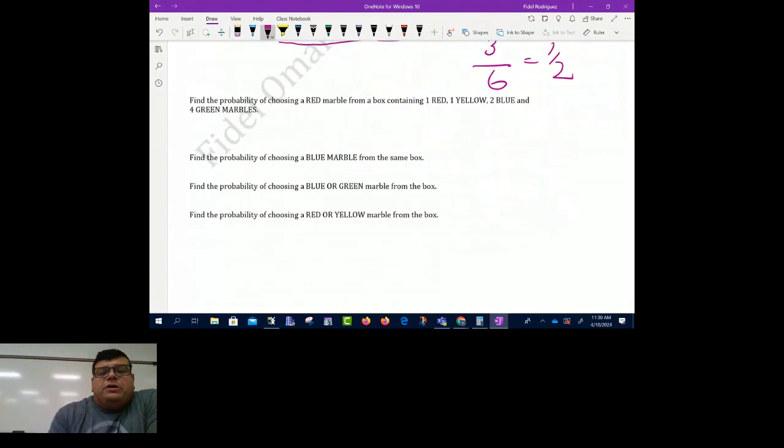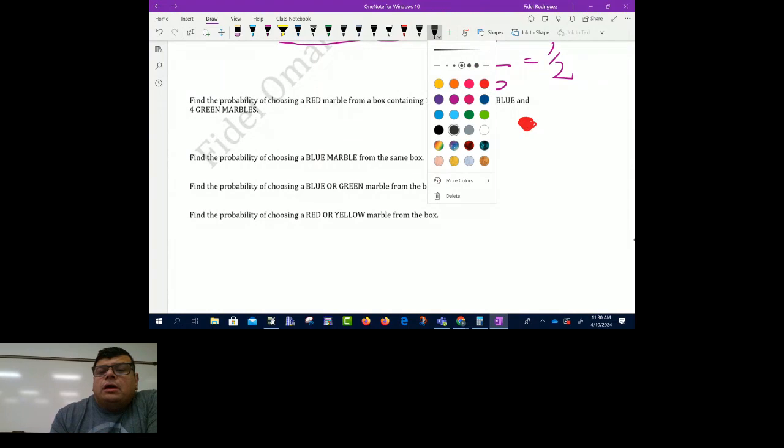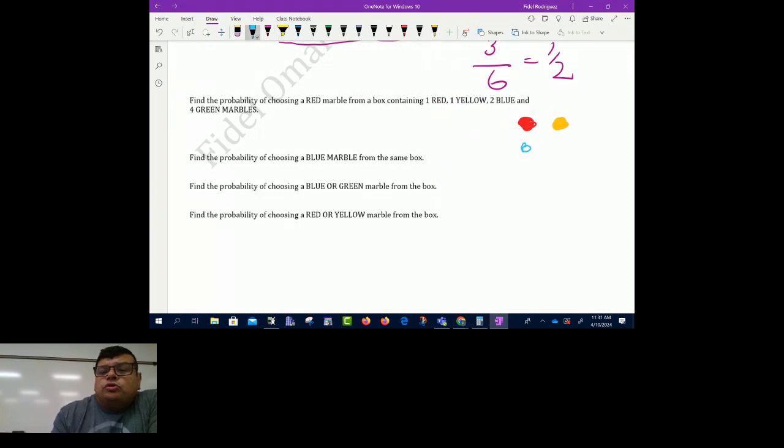Okay, find the probability of choosing a red marble from a box that has 1 red. So I'll tell you what, let's go like this. There's 1 red. Let's see, we can do this. Add a pen, and let's make it somewhat yellowish. Okay, 1 yellow. Okay, 2 blue, and 4 green. 1, 2, 3, 4. Okay, so y'all, here are my marbles. We got 1 red, 1 yellow, 2 blue, and 4 green.